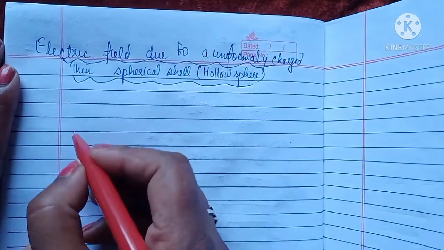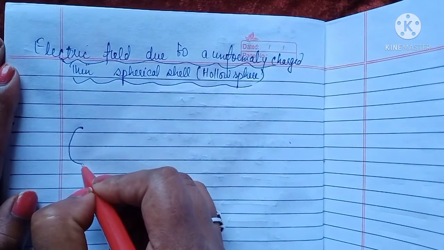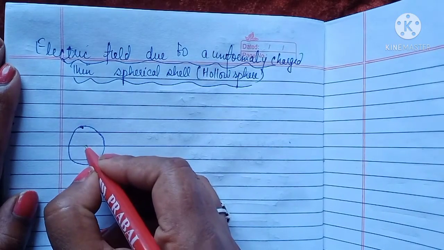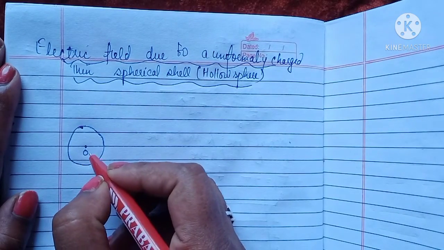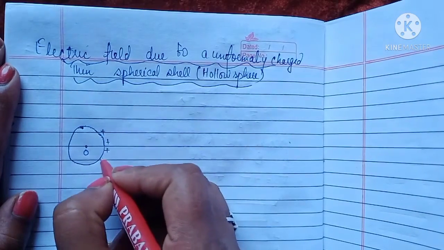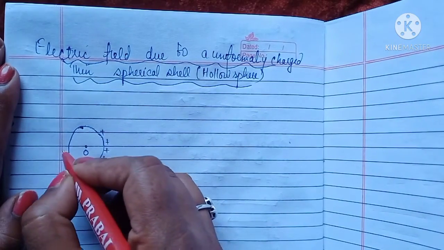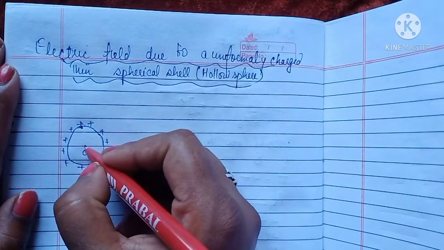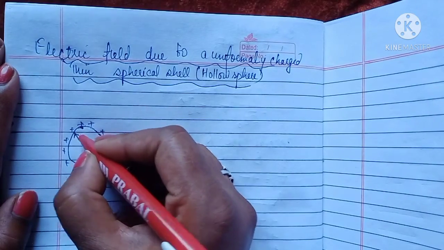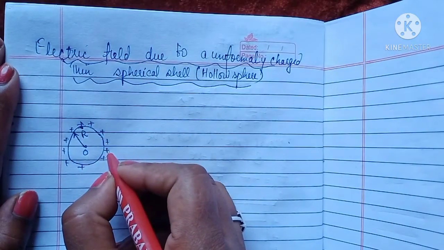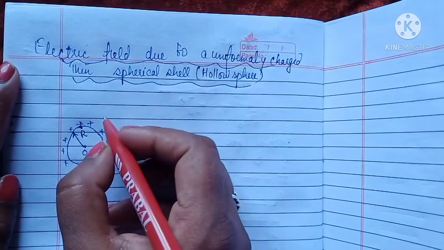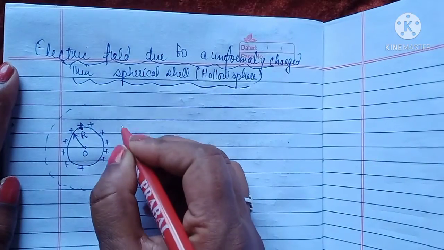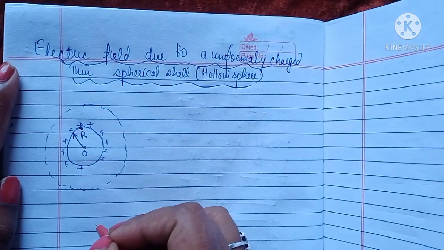Now the first one is your sphere. Let's take a sphere. This is your sphere and here is its center, that is point O. Now the charge is uniformly distributed over its surface in this manner. The sphere has some radius, let's say capital R. As the charge is distributed along its surface, the imaginary Gaussian surface is to be made somewhere in the form of a dotted line. Let's say this is your Gaussian surface.